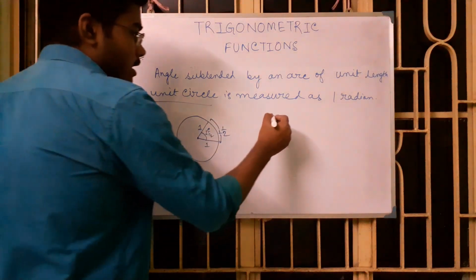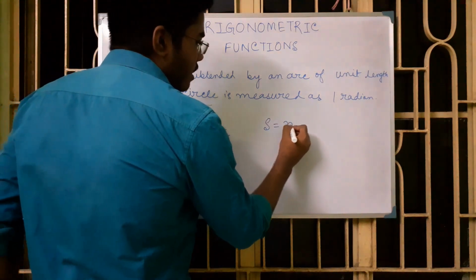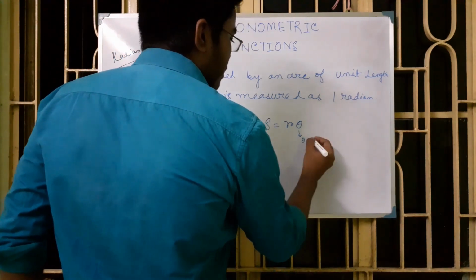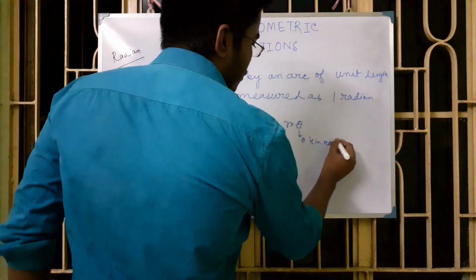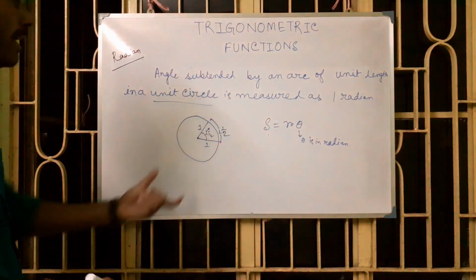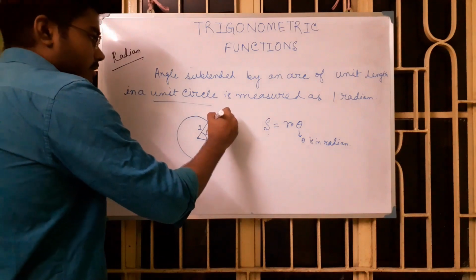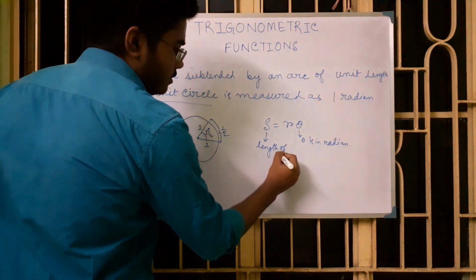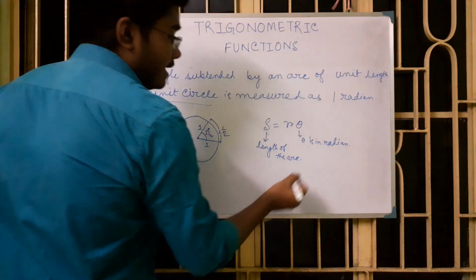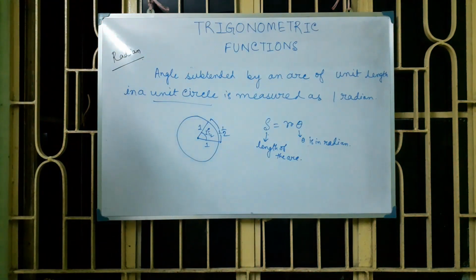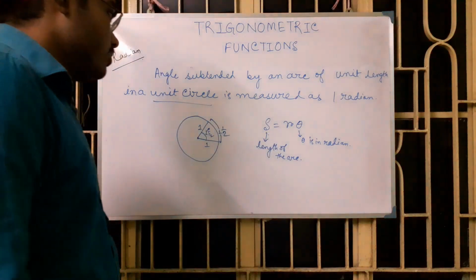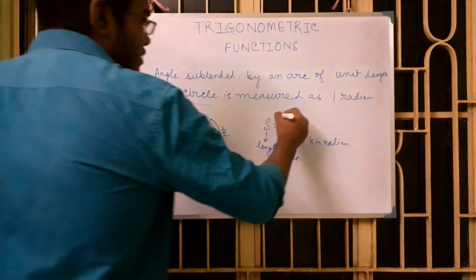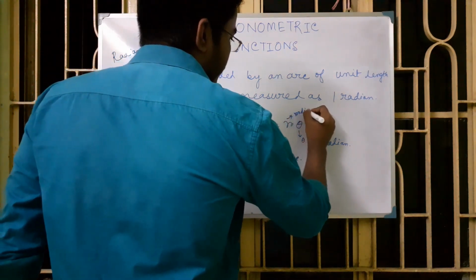And the simple formula we must know is S equal to R theta, where theta is in radian. What is S? S is the length of the arc. We will get some problems based on S equal to R theta. You must solve problems on this. R is the radius of the circle.